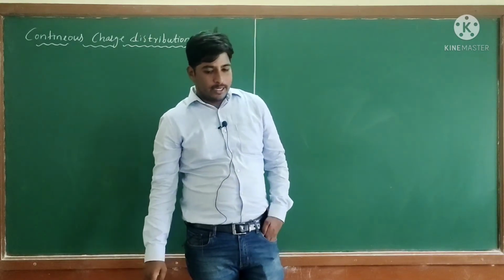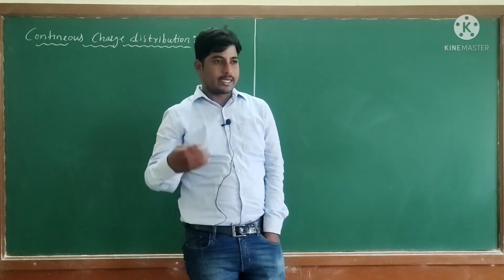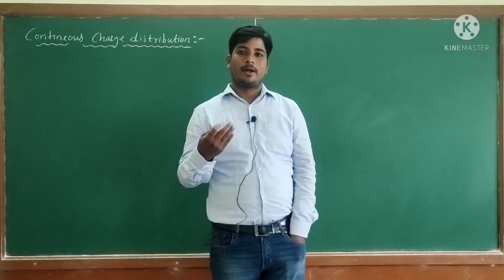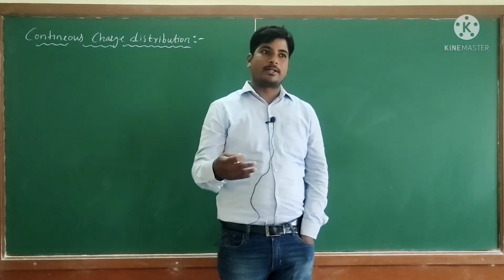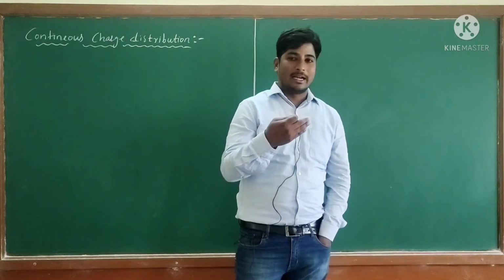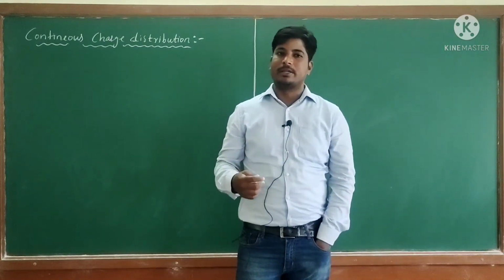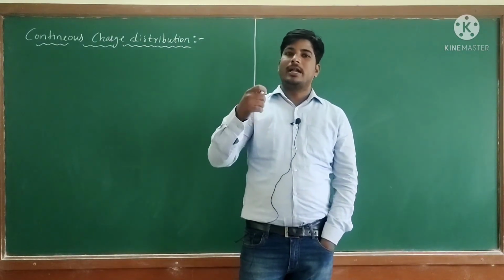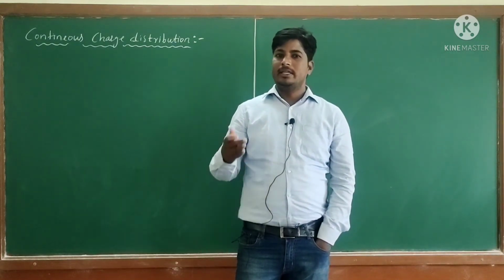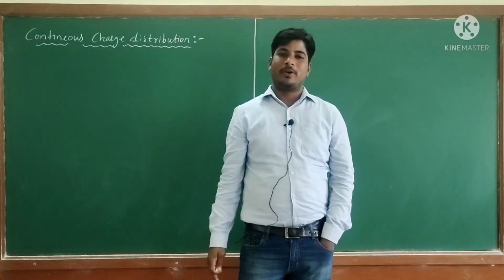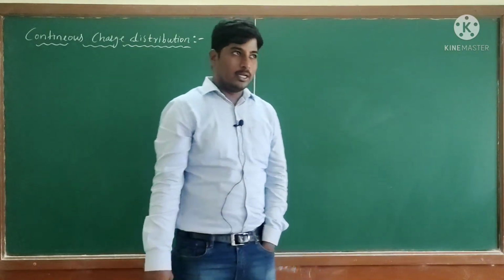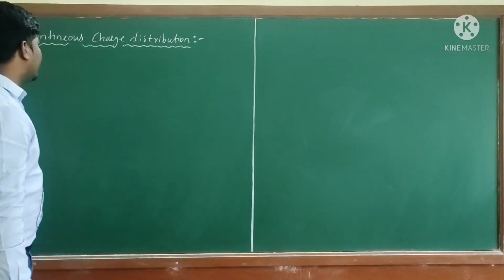Any conductor, when it is subjected to electrification or charged by rubbing or friction or conduction or by means of induction, then the charges are developed on that conductor. And these charges are continuous. We call them continuous charge distributions. Alright? So there are three types of the distribution.